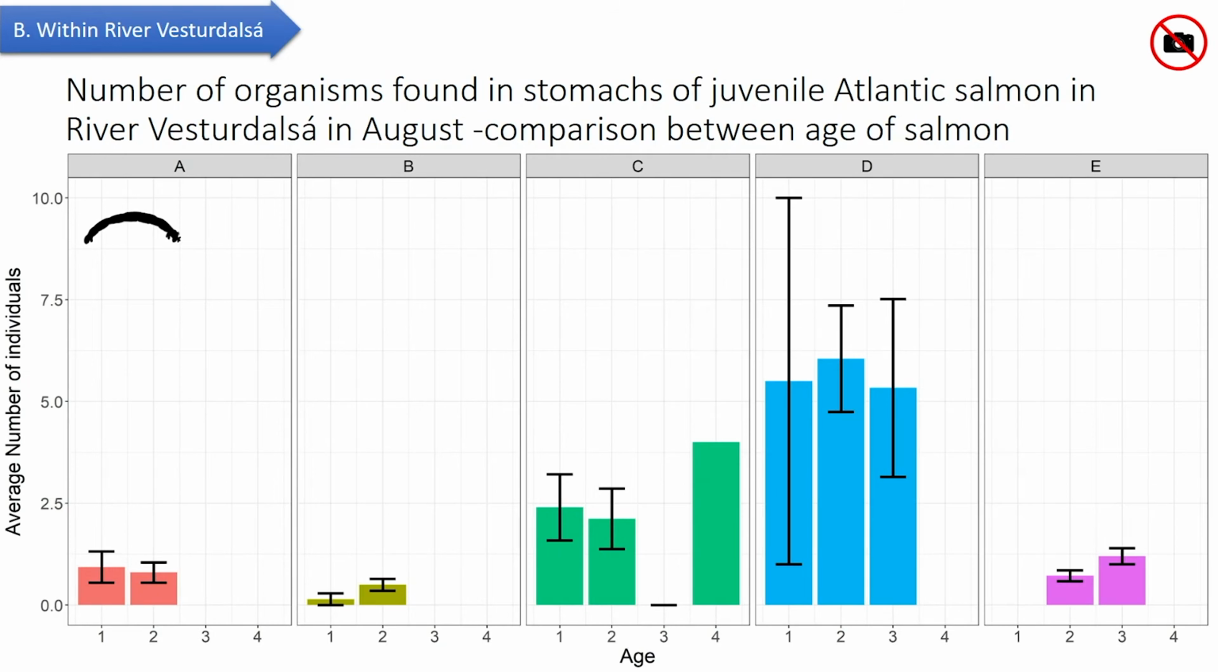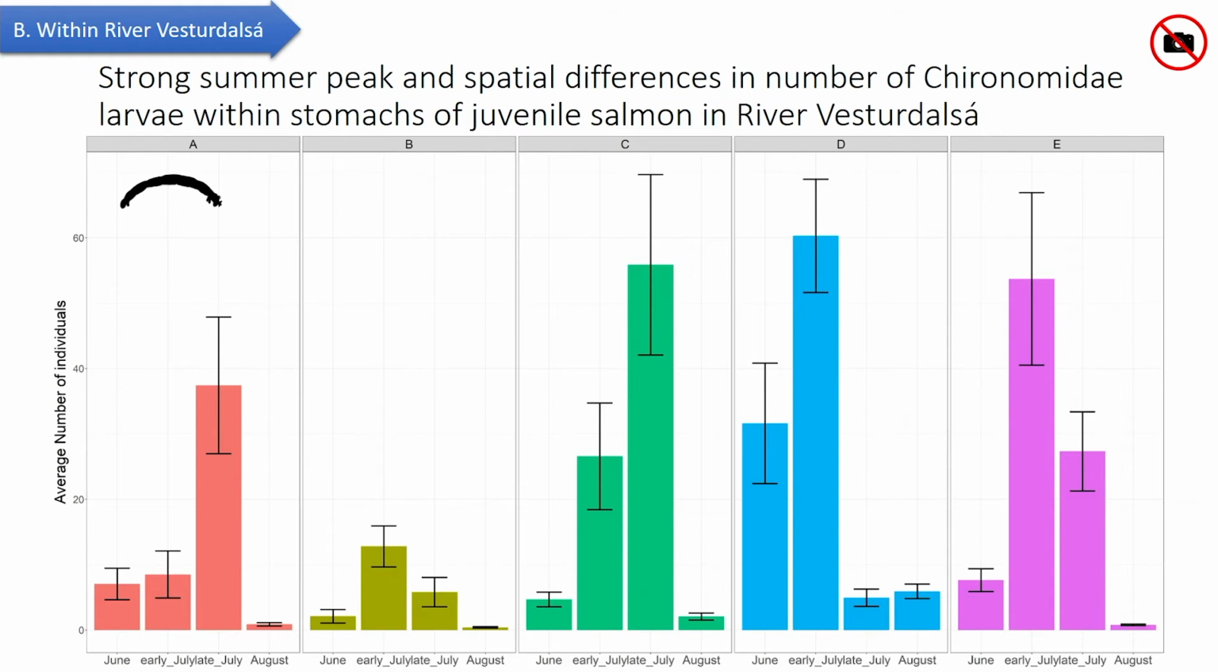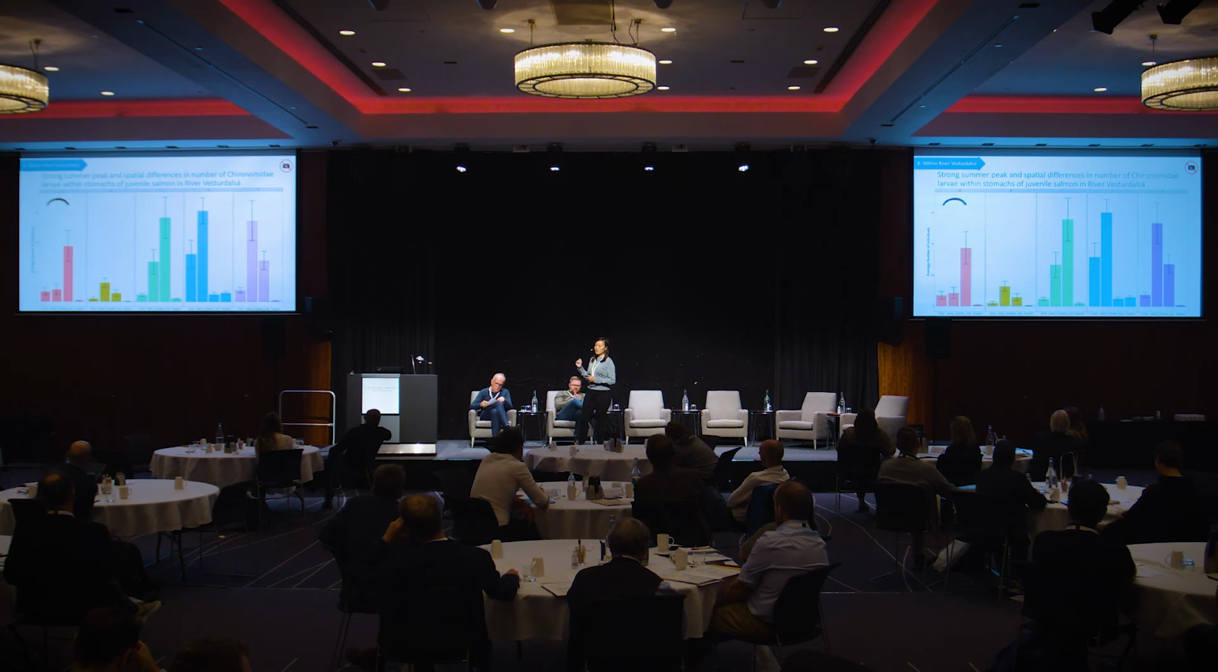So this is also a graph of the number of chironomids that are found across different ages, across different sites. And mainly what you see here is that the salmon diets would shift over time as they grow. And that is mainly supported here, where you can see the number of chironomids found in the stomachs across the time and across different sites. You can see that there are really strong summer peaks, and also that it varies spatially across different sites.